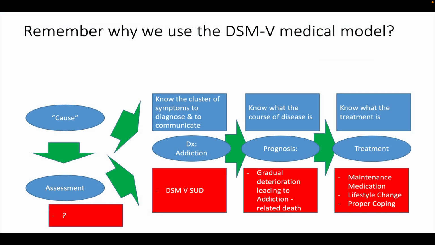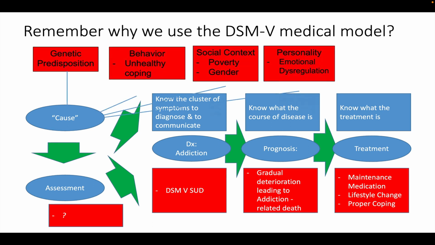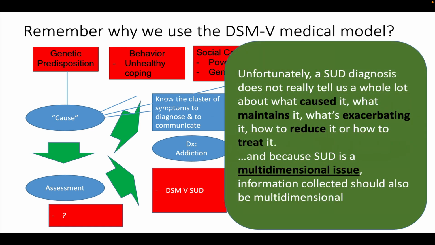Remember, in our previous module, we used this diagram to look at how we use the DSM-5 for the medical model. We look at the cause, then we go into the assessment, the symptoms of the addiction, what is the course of this disease or prognosis, and then what is the known treatment that is beneficial for this prognosis. Remember, we saw that there could be multiple different reasons for the cause of this addiction: genetic predisposition, behavior or unhealthy coping skills. There might be a social contextual factor or a personality disorder. And unfortunately, a substance use diagnosis does not really tell us a whole lot about what caused it, what maintains it, and what is exacerbating this disorder, or how we need to reduce it and treat it.